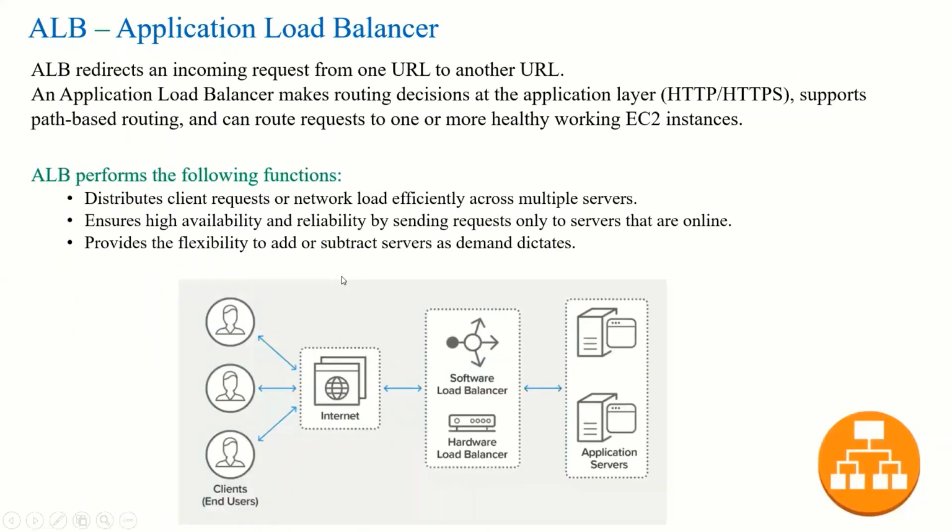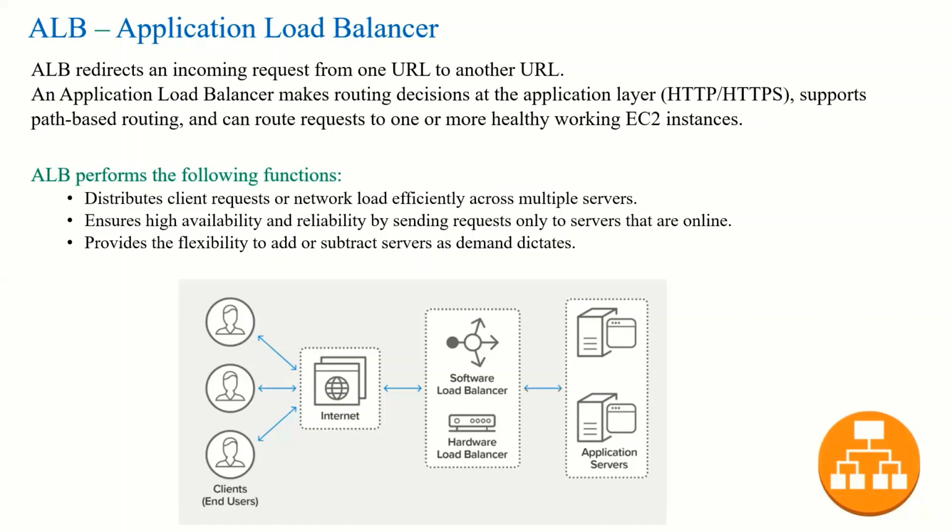So what is an application load balancer? We call it ALB in short. The application load balancer redirects an incoming request from one URL to another URL. It makes routing decisions at the application layer, that is HTTP or HTTPS. It supports path-based routing and can route requests to one or more healthy, working EC2 instances.